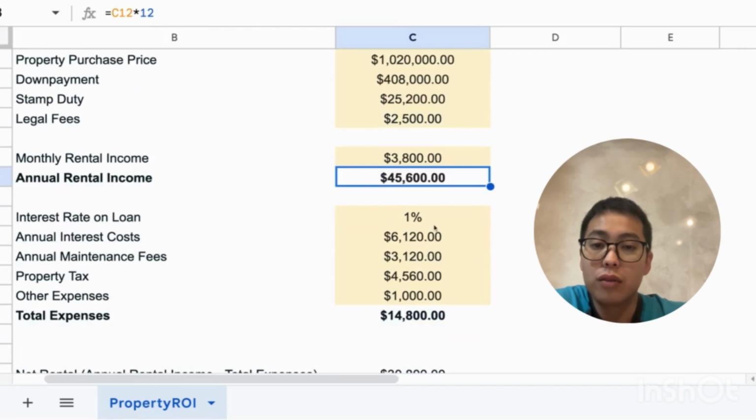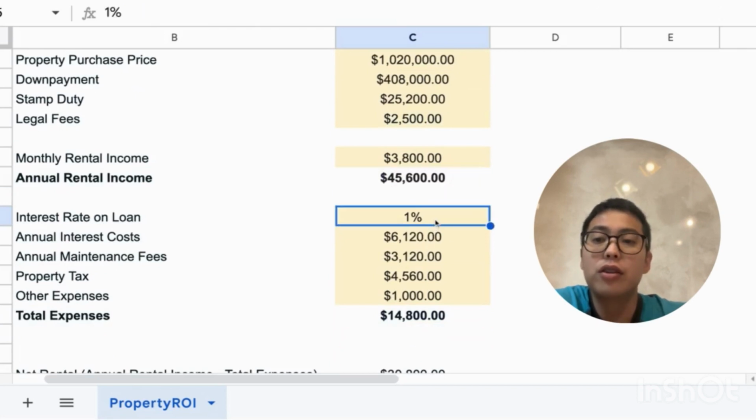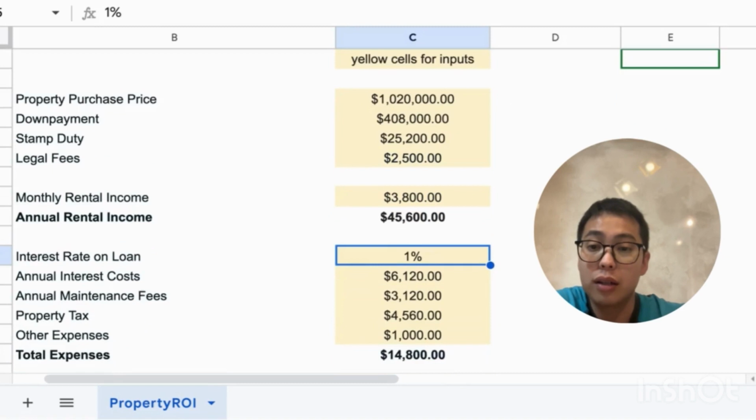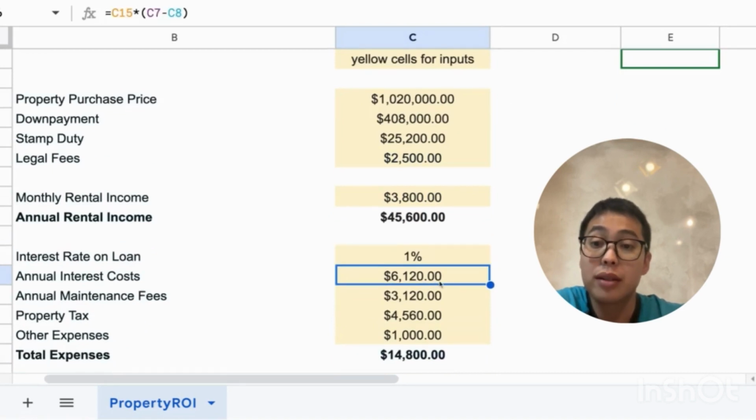Now my wife says need to calculate the interest rate on loan. So this one is not the full interest you pay to the bank, but we are assuming just the loan itself, right? Because you are paying the principal as well as the interest. So let's say 1% for the interest. And then the annual interest cost will then be 6,000.